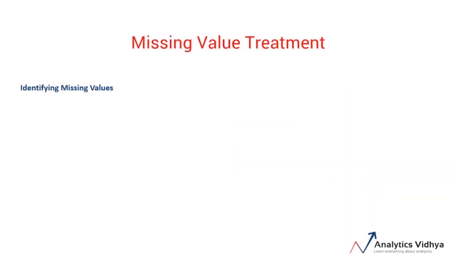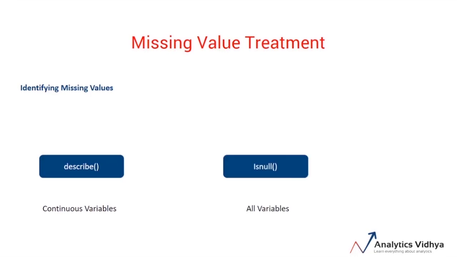There are generally two methods which can be used to detect missing values. First is using the describe function, but the describe function can only be used to identify missing values in the continuous variables. The second method is the use of the isNull function, which can be used to identify missing values in both continuous and categorical variables.